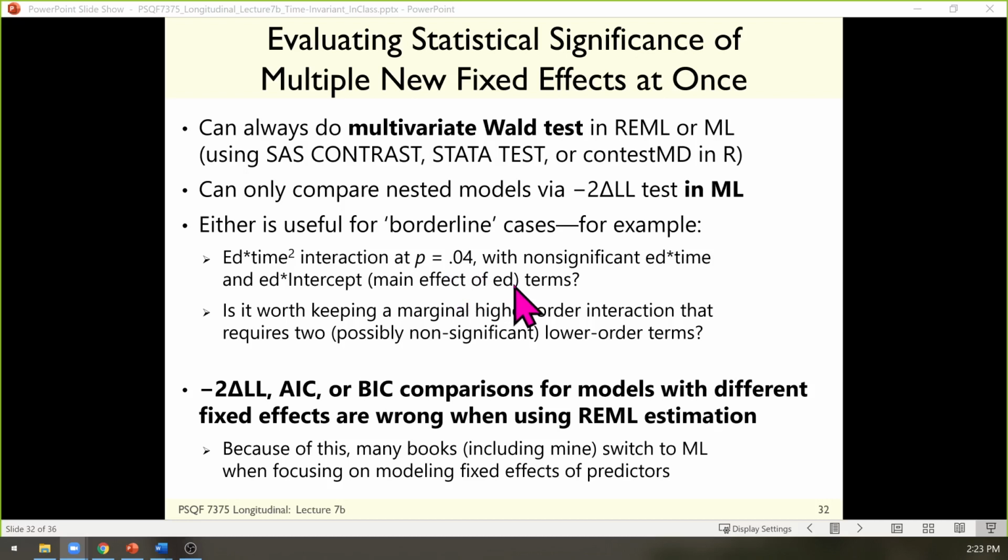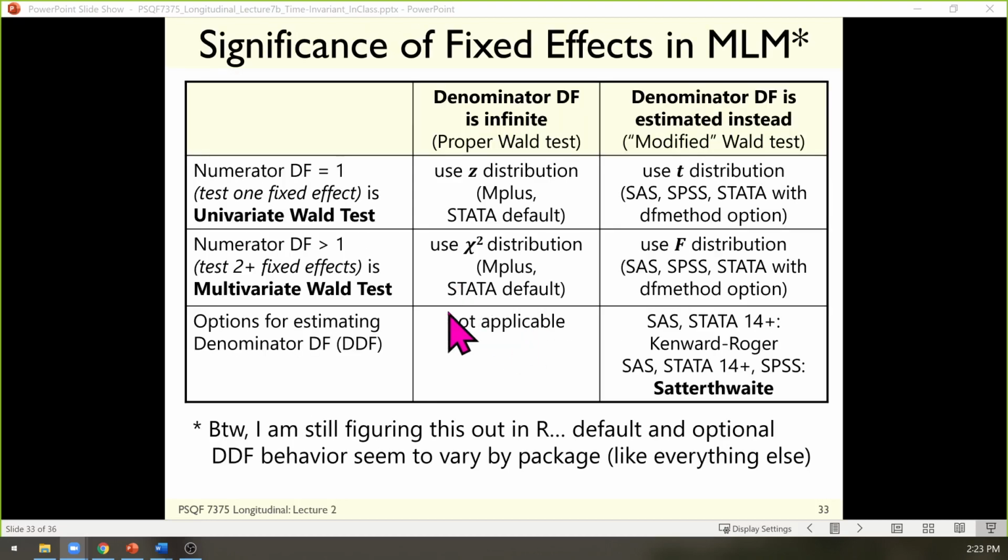It also answers the question as to whether or not the overall increase in total R-square is significant as a function of the new set of fixed effects that you added, similarly to a hierarchical regression or sequential regression. So I'll show you examples of all of those as well.